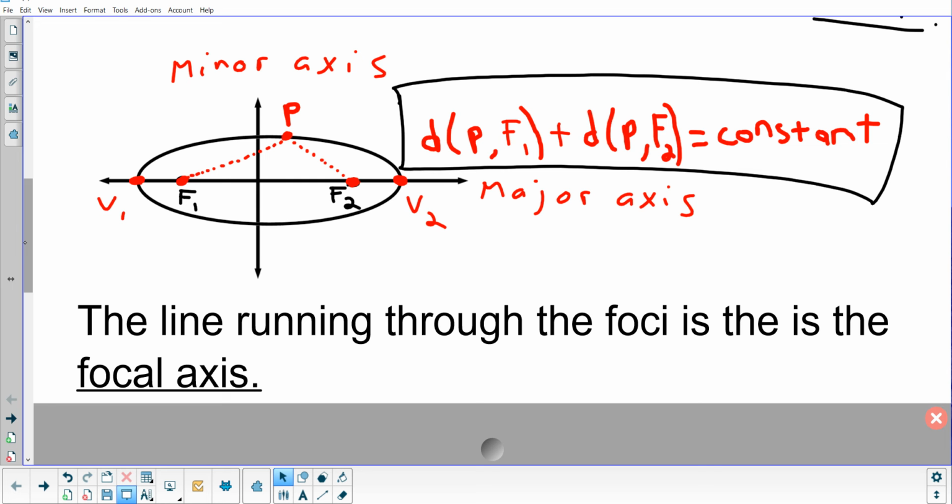Right, so there's a few different terms here we're gonna talk about. And the first one is what's called the focal axis. The focal axis is the name of the entire axis that runs through the foci. So in my case, that particular axis is horizontal.